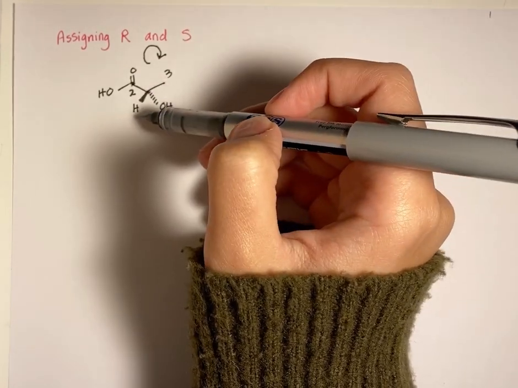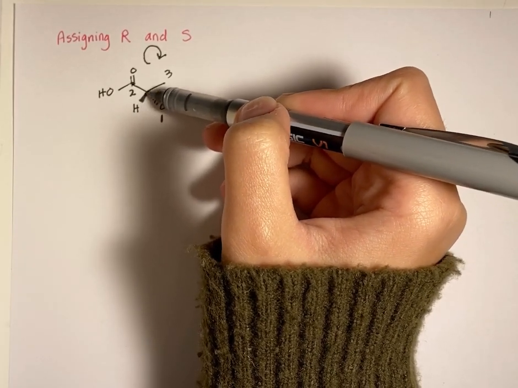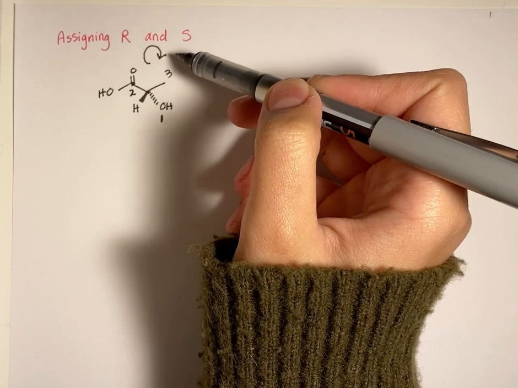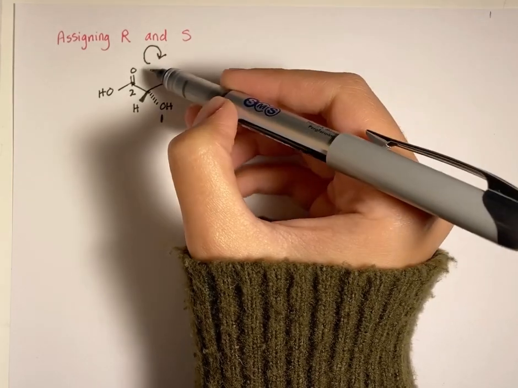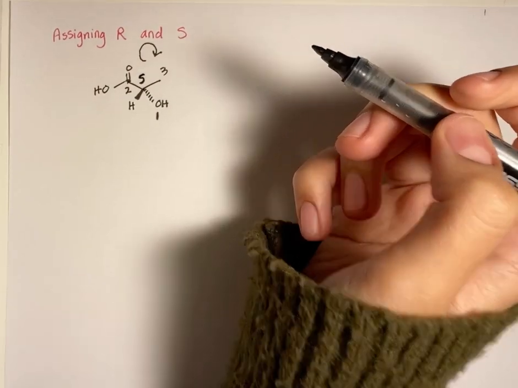Now connecting the priorities, we'll get a clockwise arrow, meaning that our stereogenic center has the R configuration. However, our lowest priority, being the hydrogen in this molecule, is out of the page, not to the back. Therefore, we have to reverse the configuration, and this is S, not R.